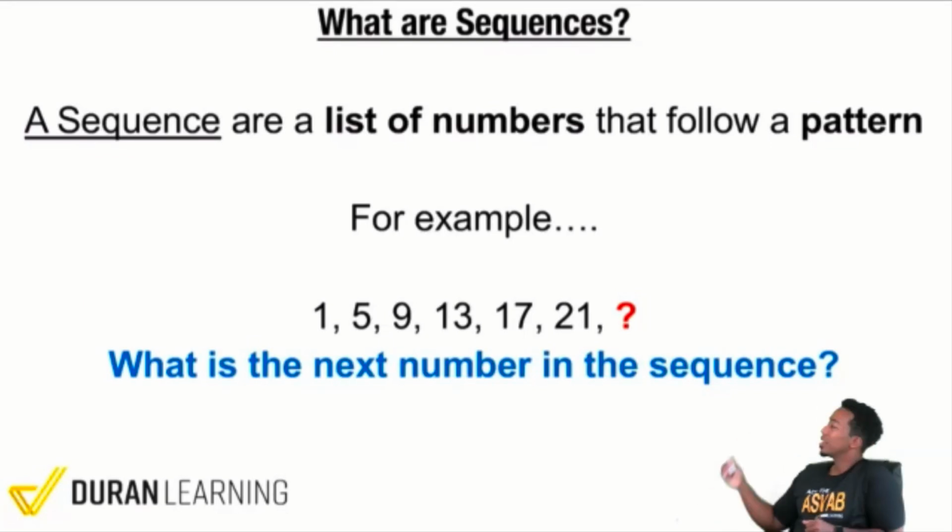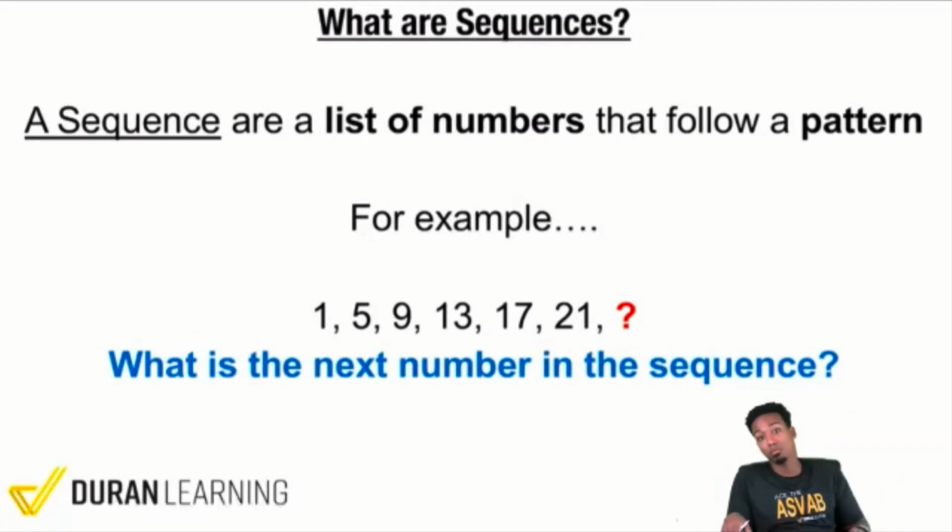There we go. So a sequence is pretty much a list of numbers. That's it. It's a list of numbers and they follow a pattern. Now, the pattern can be with addition, subtraction, multiplication, and it could be a mix between those. It could be anything really. Today is all about pattern recognition.